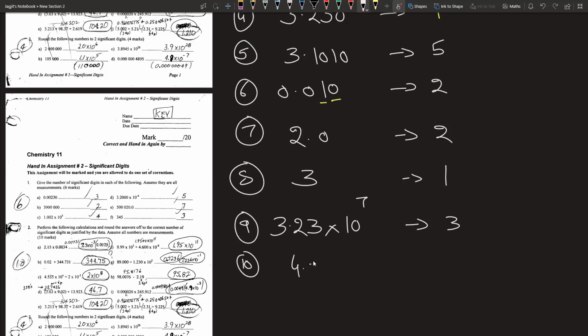What if I give you 4.20 times 10 to the power 3? Again, you just look at these. This 0 is after the decimal. It's going to count because there are other non-zero numbers in front. So 1, 2, 3. Are you guys understanding this?